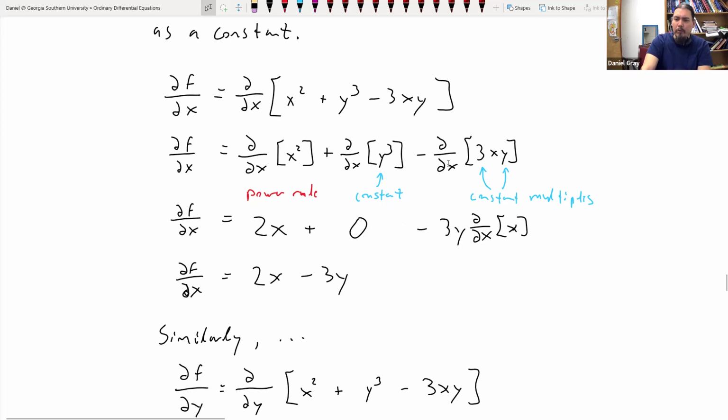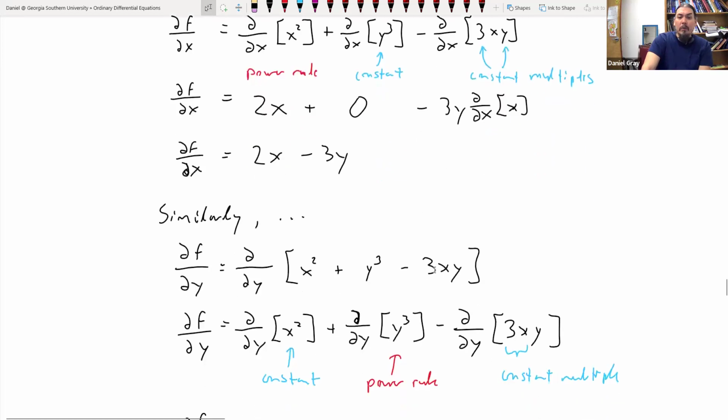And then minus the partial derivative with respect to x of 3xy. Well, 3 is a constant, y is a constant, and we're multiplying them by x, so those are constant multiples. We can pull them out of the derivative. So this is the same thing as minus 3y times the partial derivative with respect to x of just x. Okay. So then now we can simplify this. We just get 2x and then minus 3y. The derivative with respect to x of x is just 1, so we just get minus 3y there.